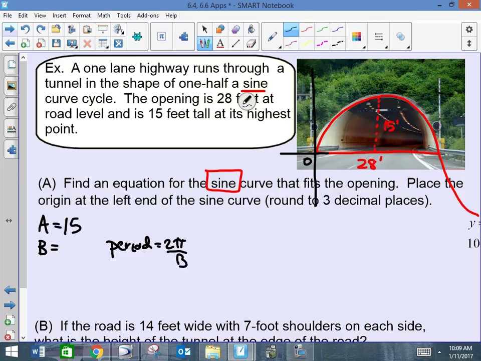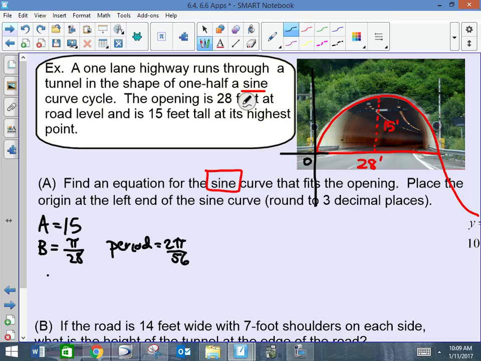56, who said it? Kara, where'd you get 56? Nice. Remember, there's 28, half of it, the other half is 28 as well. Good job. So 2 pi over 56, we'll just leave that as pi over 28 when we reduce it, instead of doing decimals. Okay, good work.